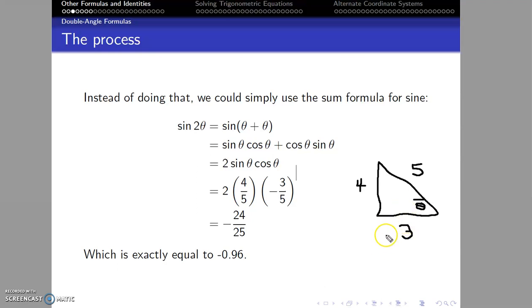But we are in the second quadrant, so that's in the negative direction. So cosine of theta, if sine of theta is 4/5, cosine of theta has to be 3/5, but negative because we are in the second quadrant. So putting all that together, we're finally able to say sine of 2 theta is negative 24/25, or negative 0.96 exactly.